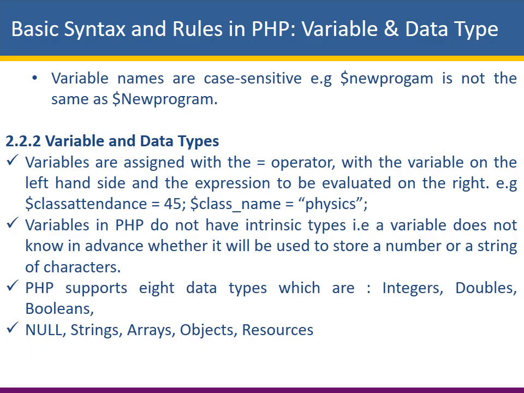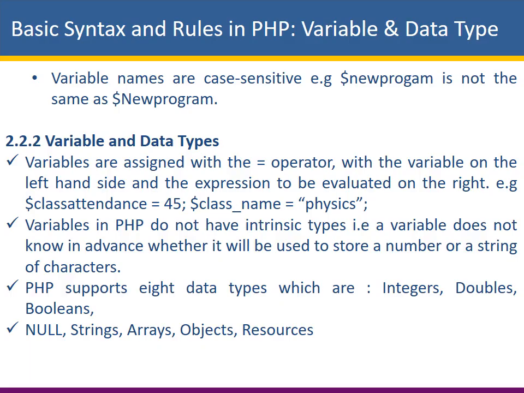Variables in PHP do not have intrinsic types. That is, the variable does not know in advance whether it will be used to store a number or a string of characters. I said that variable names can be followed by letters, numbers, and underscore, as I said earlier. Variables are also assigned with the equal to operator.